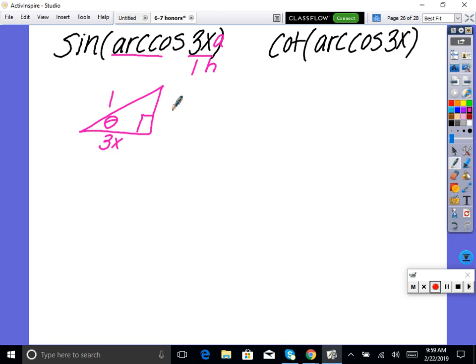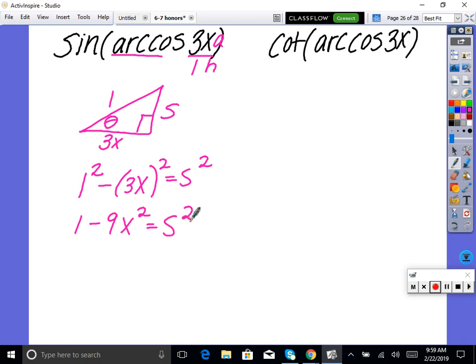Now to get this side here, we would set up a true statement: 1 squared minus 3x squared equals side squared. So that's 1 minus 9x squared equals side squared. So we would square root. So then our side is the square root of 1 minus 9x squared.